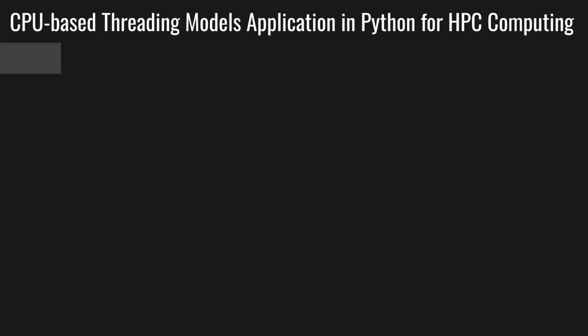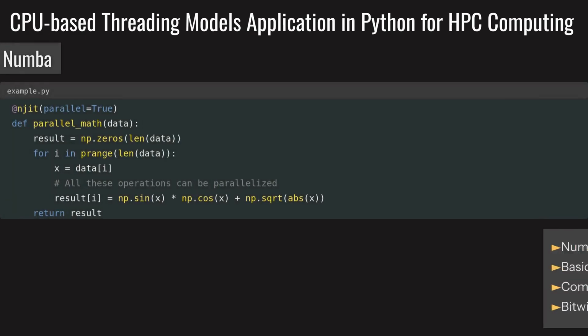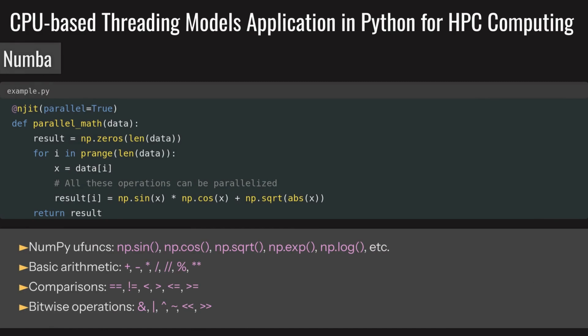NumPy math functions are supported in the parallel regions, for they can be easily compiled by JIT into executable code. That applies to the basic arithmetic operations, the comparisons and bitwise operations.